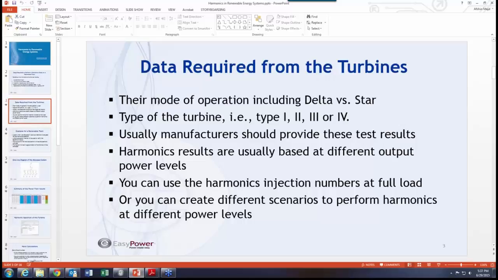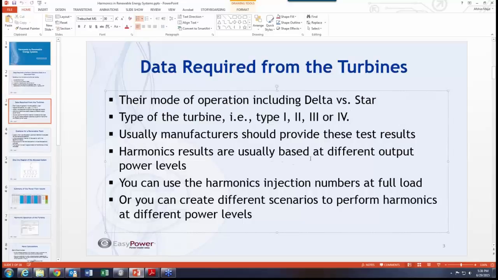You can have those data and input them in the turbine and perform the studies. You would need to know the mode of operation of the turbines. They can run delta or star regardless of manufacturer. The type of turbine can be type 1, 2, 3, 4, and I believe I went through the details of them in past presentations. Just a quick note that type 4 is the most advanced type of wind turbine. Usually manufacturers should provide these test results.